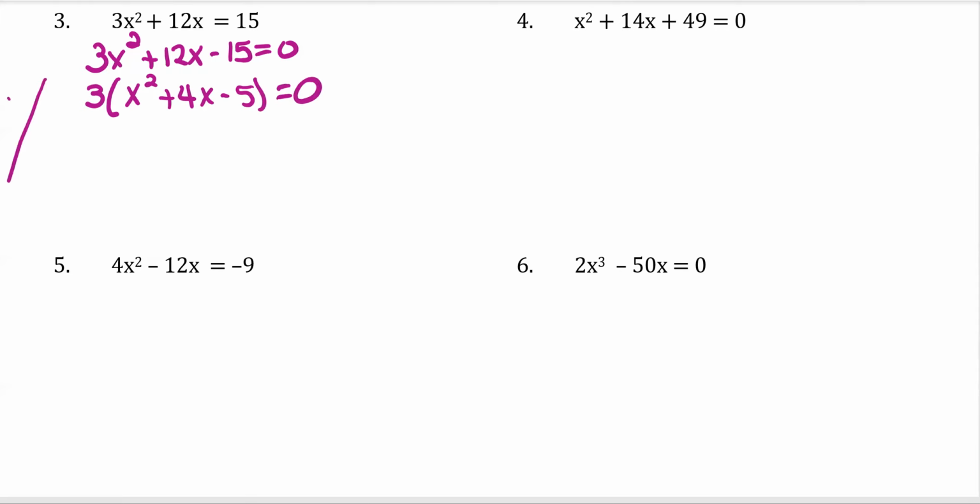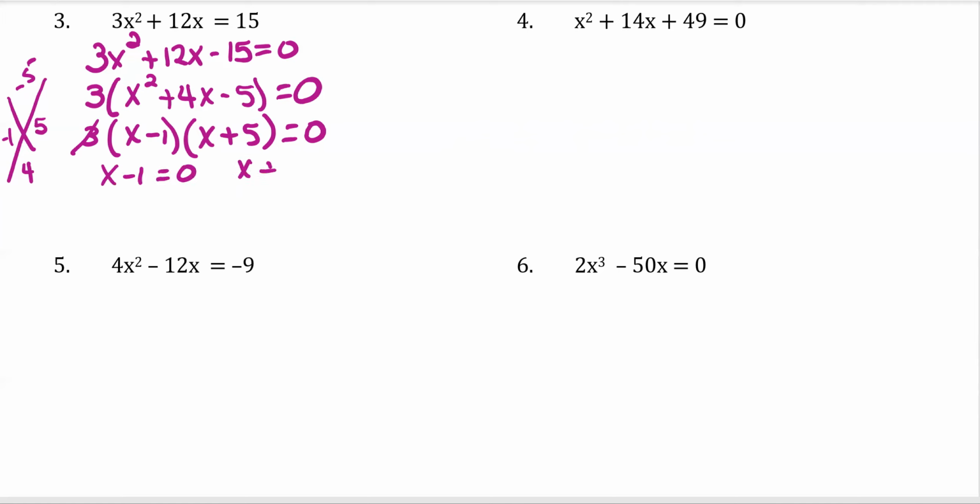Now we need the factors of -5 that add to 4. We can divide both sides by 3 if you want, or I'm just going to leave it in there right now. So we can divide both sides by 3 and it's gone. 0 divided by 3 is still 0. And I can set each of my factors equal to 0 and solve.